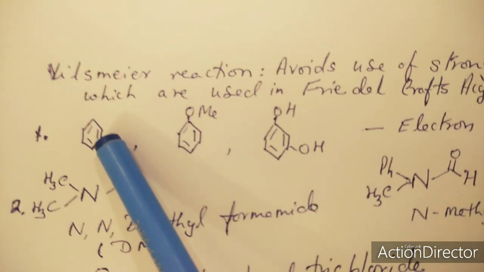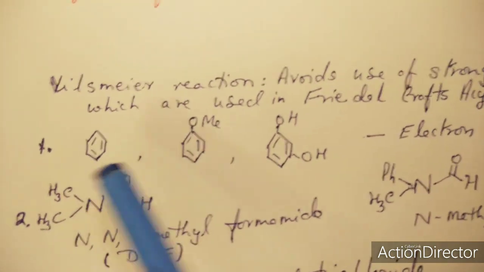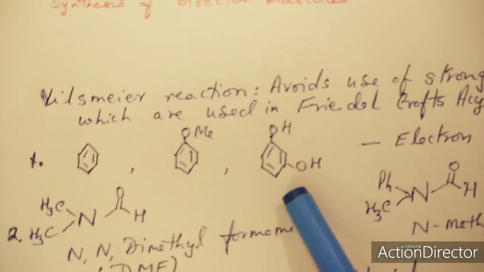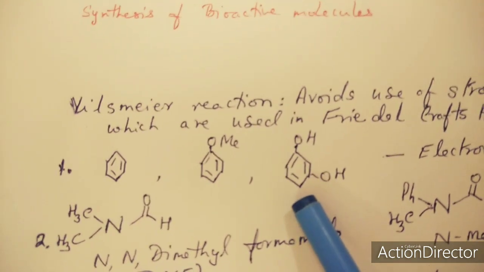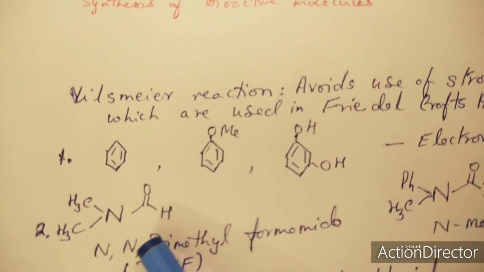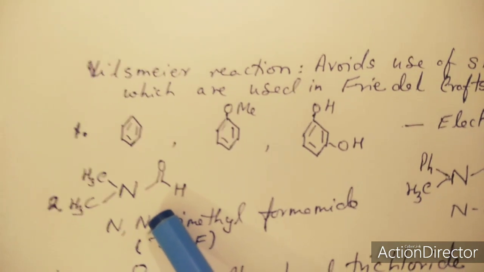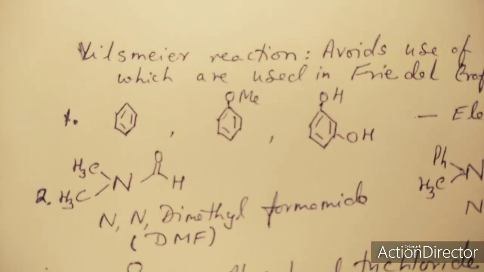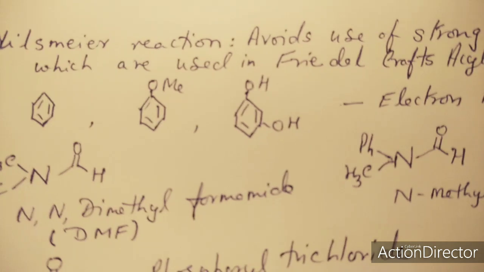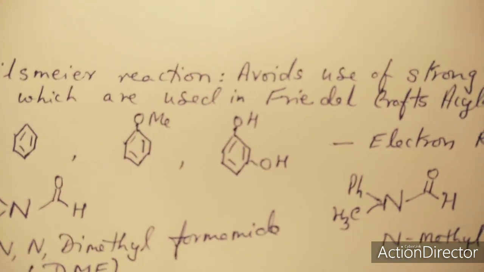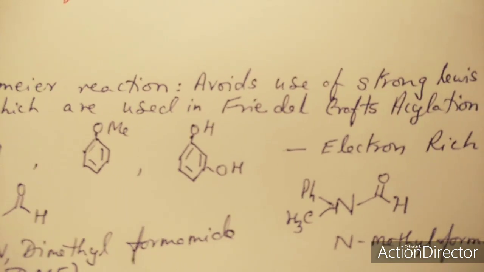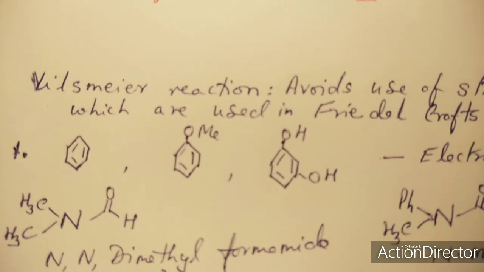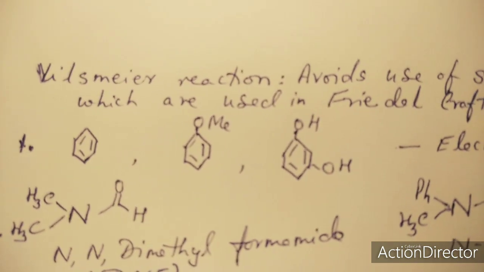Here I've just shown a few activated substrates. It can be benzene or activated by electron donating groups such as methoxy, or resorcinol with two OHs. So such electron rich substrates can be taken. At the same time, we can take N,N-dimethyl formamide, DMF. This is generally used, but N-methyl formanilide can also be used, where the CH3 is substituted by a C6H5 phenyl ring. Though generally DMF is the preferred amide which is used.